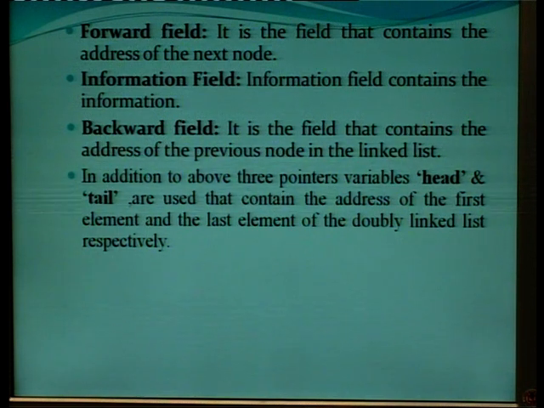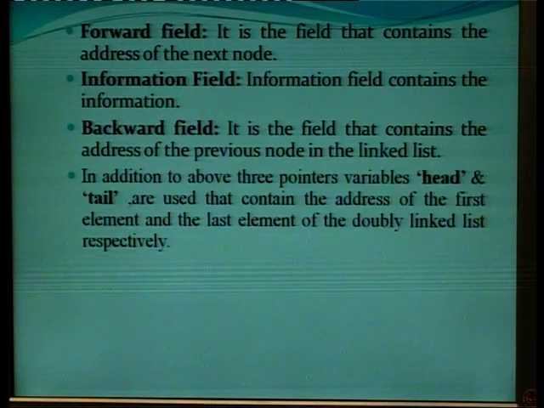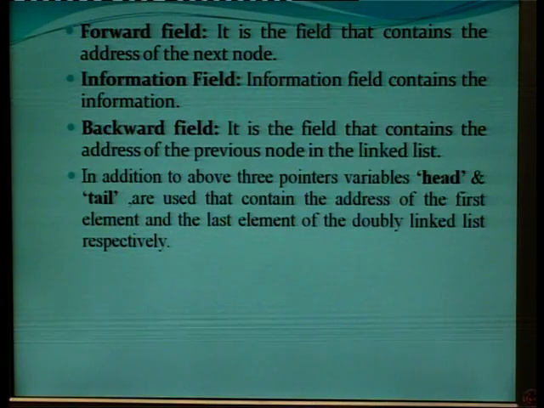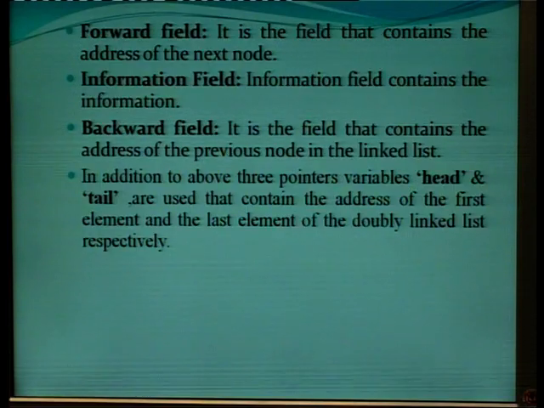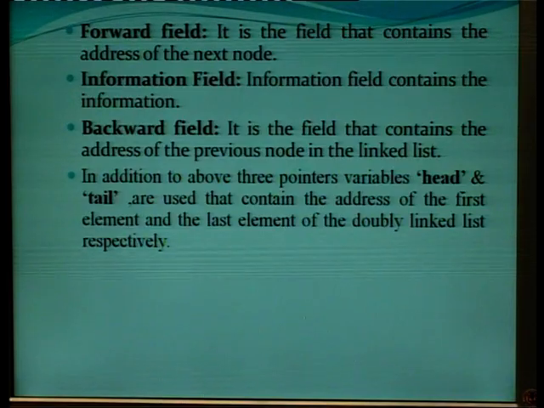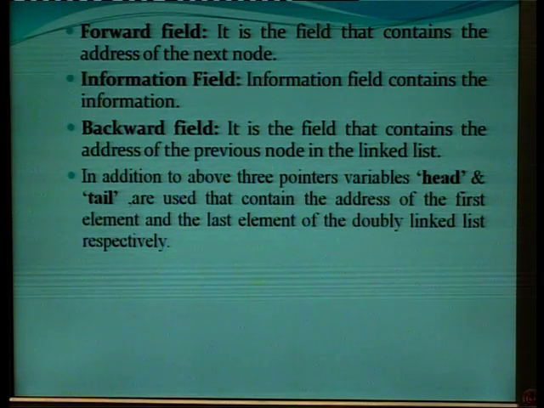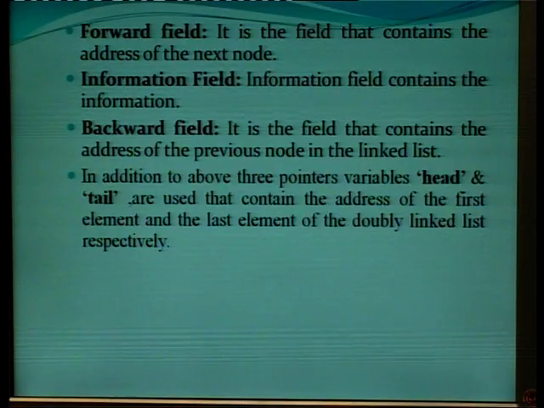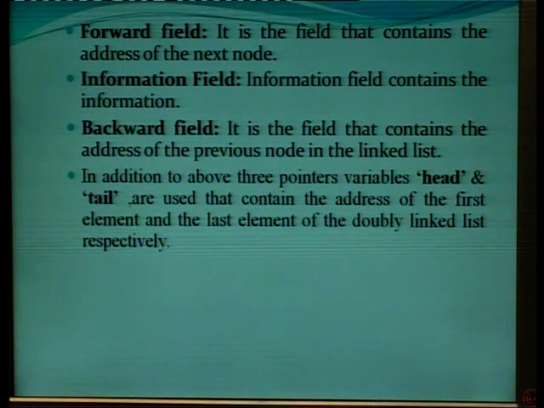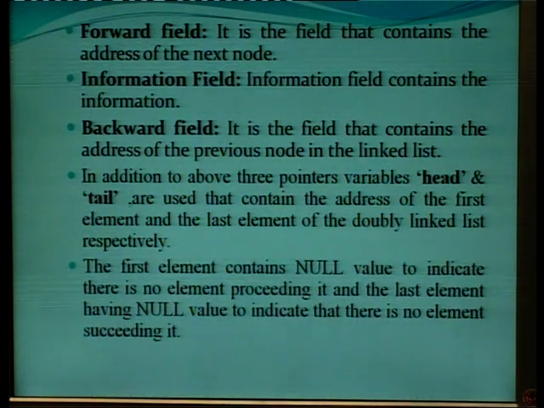So in addition to these three pointer variables, we are going to use two pointer variables. One is head and the second one is tail. The head pointer basically points to the first node, or first element, of the doubly linked list, whereas the tail pointer points to the last node, that is the last element of the doubly linked list, and its forward field address contains a null pointer, meaning no more nodes are connected.